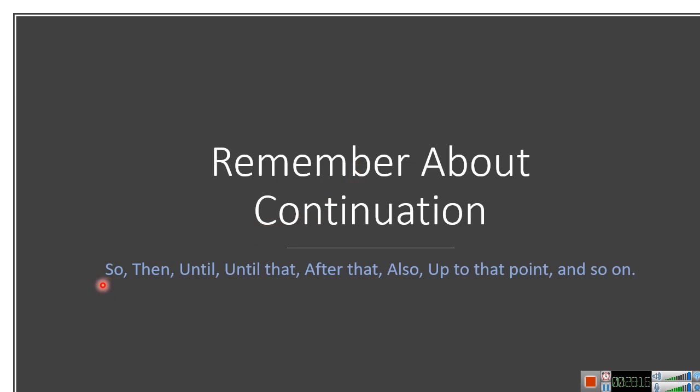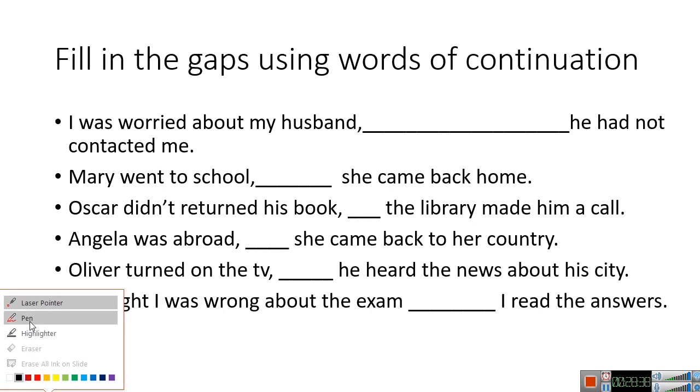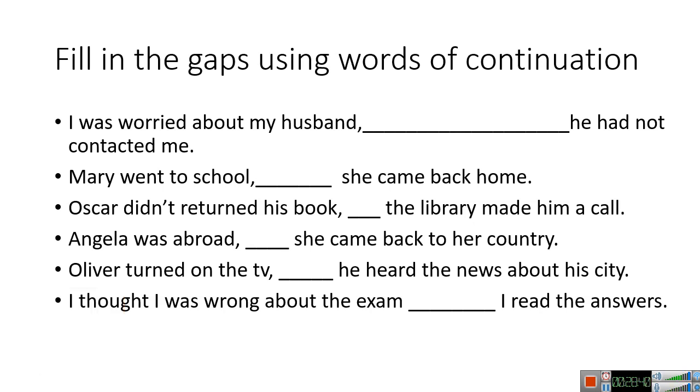Okay, you guys wrote that down? Yes. Great. So, for this first exercise, I need Yesenia's help. I was worried about my husband, comma, he had not contacted me. What can I use here? Me first? Yes, Yesenia, please. I was worried about my husband.